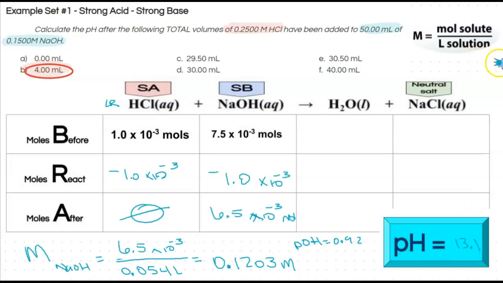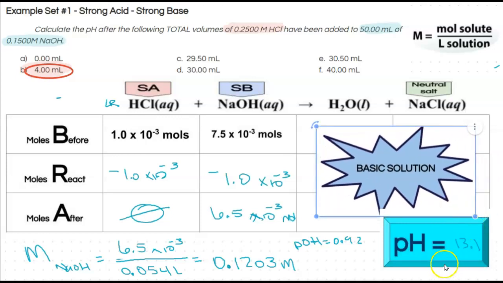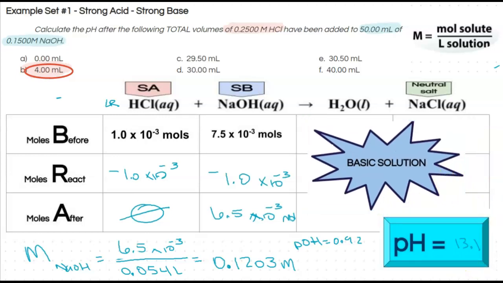Okay, so this is going to be a basic solution. Didn't want that to happen. This is going to be a basic solution because I have sodium hydroxide remaining, so my pH of 13.1 makes sense. Okay. If you got stuck on anything, pause the video, rewind it, and watch it one more time.